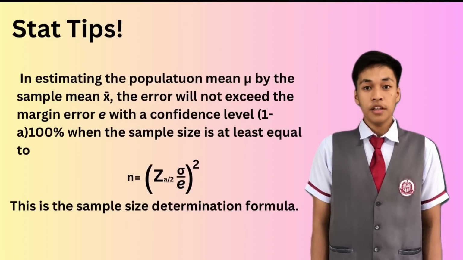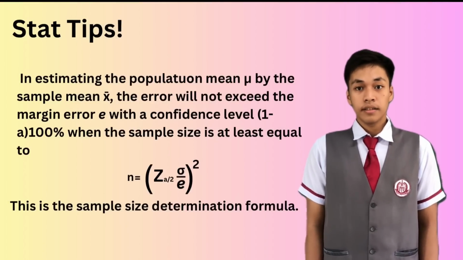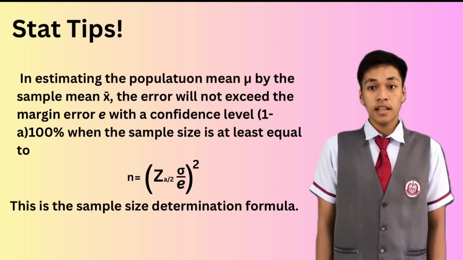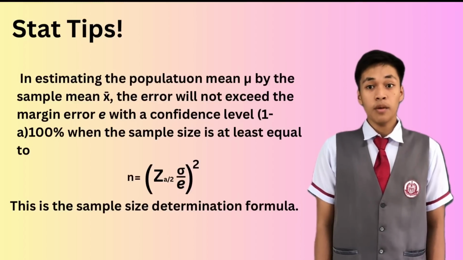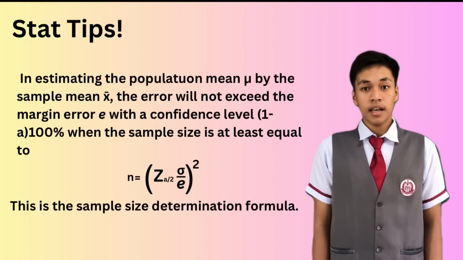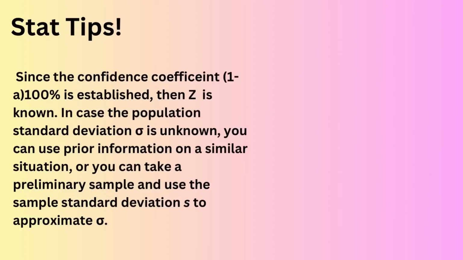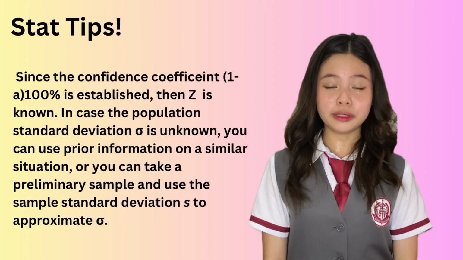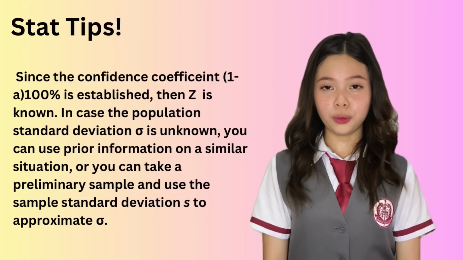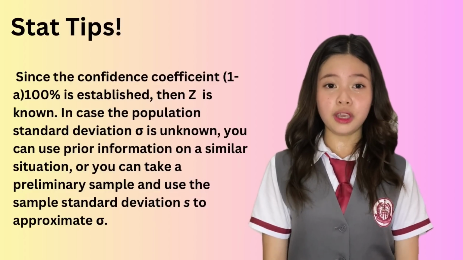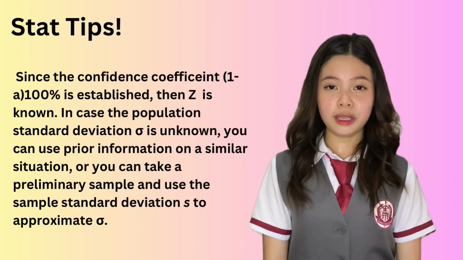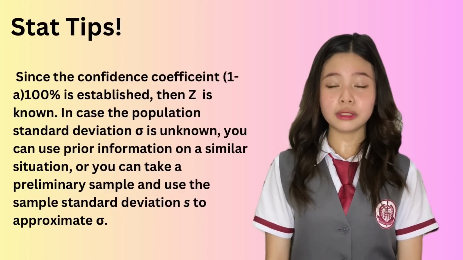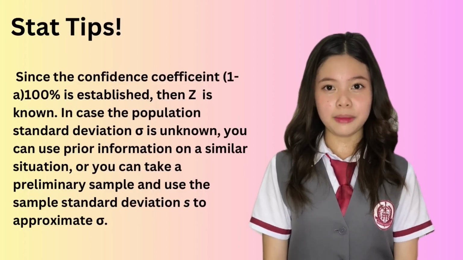In estimating the population mean by the sample mean, the error will not exceed the margin of error E with a confidence level of (1 minus α) multiplied by 100% when the sample size is at least equal to the following. Since the confidence coefficient (1 minus α) multiplied by 100% is established, then z is known. In case the population standard deviation is unknown, you can use prior information on a similar situation, or you can take a preliminary sample and use the sample standard deviation to approximate sigma.